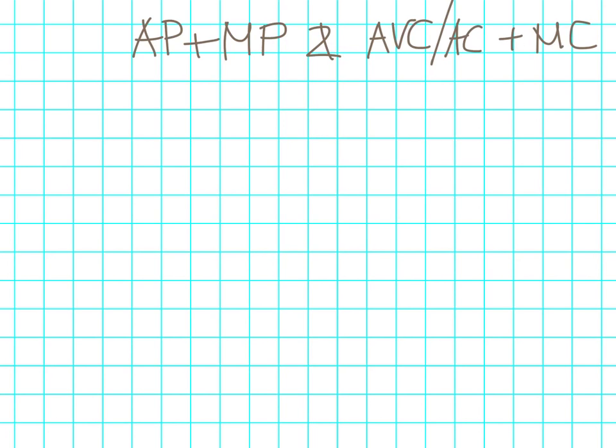Okay, so now let's put our average product and marginal product together with our average variable cost, and our average cost, and our marginal cost. I'm not going to show them on the same diagram because they actually have different axes, but I'm going to show the relationship between the two. I'm going to draw them one on top of each other.